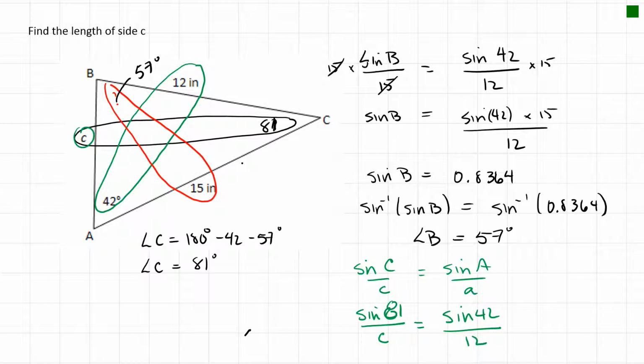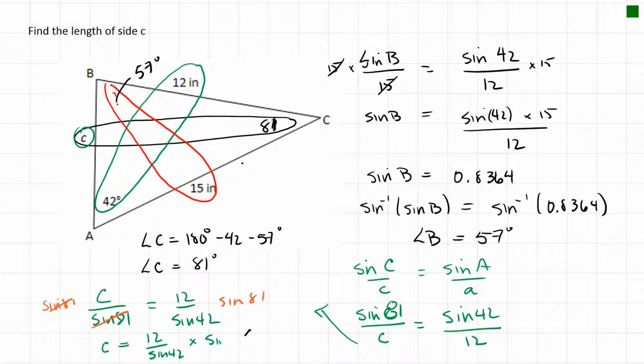Now the unknown is in the denominator here, so what I'm going to do is flip both sides of the fraction, so it makes it a little bit easier to solve. So sine C over 81 equals 12 over the sine of 42. And now if I multiply both sides by the sine of 81 to clear this fraction on the right, I will get an answer of 12 over the sine of 42 times the sine of 81.